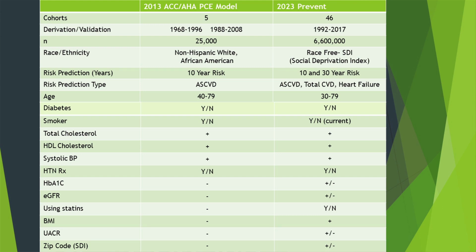They also added some other factors which can increase the calibration and discrimination of the model. So, you don't have to use these, but if you have this information and put it in the model, it will be more accurate. Those include HbA1c for diabetes, estimated GFR, whether they're using statins or not, their BMI for obesity, the urine albumin creatinine ratio, and the zip code, which is a surrogate for the social deprivation index.